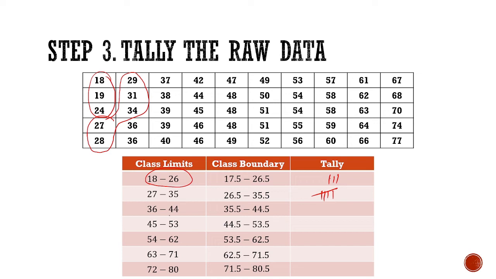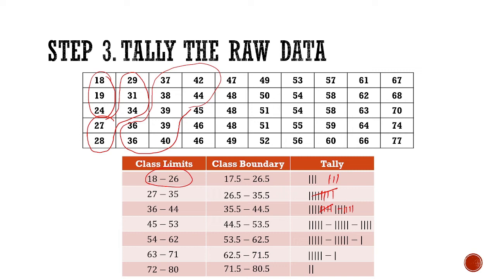Then for 36 to 44, same. Hanapin mo lang yung 36, yung 44. So ilan to? We have there 5. 1, 2, 3, 4, 5. Then plus 2. Then another 2. So that's 9. So you just need to continue on doing that for the tally. Then you'll have this tally. So as you can see here, we have there 5. We have there 3, 5, 9.